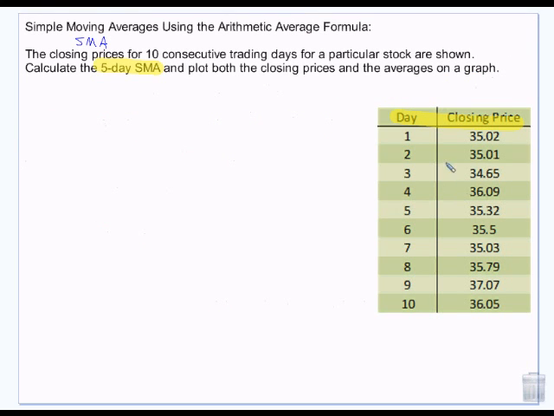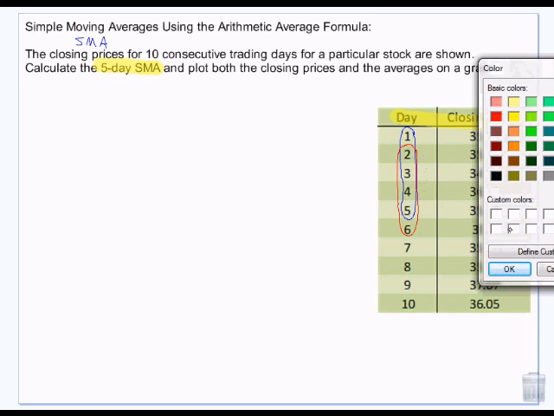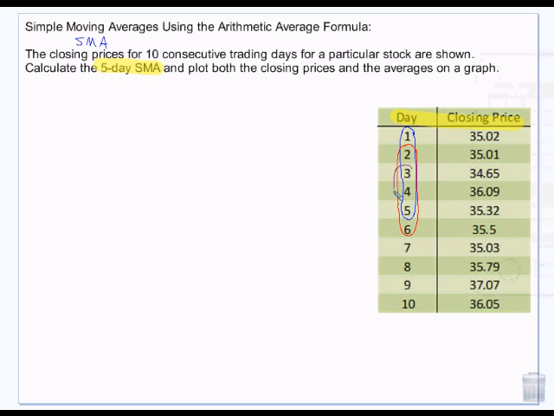Here's how this works. It's a 5-day SMA. So we're going to take the average of 5 days at a time. We start with days 1 through 5. That's our first average. Our second average is days 2 through 6. Then we go 3 through 7. Do you see what's happening? It's 5-day blocks, but it keeps moving.